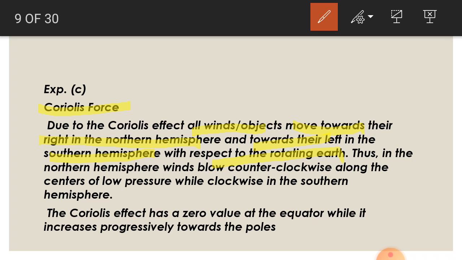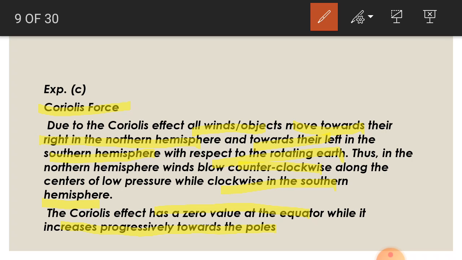Thus in the northern hemisphere wind blows counterclockwise around a center of low pressure, while clockwise in the southern hemisphere. So remember it: clockwise in the southern hemisphere and counterclockwise in the northern hemisphere. The Coriolis force has zero effect on the equator, while it increases towards the pole. So we have some factual knowledge about the Coriolis force: it exists because of the rotation of the earth, it is zero at the equator, and it starts increasing towards the pole.